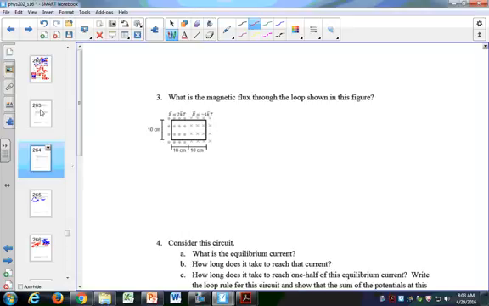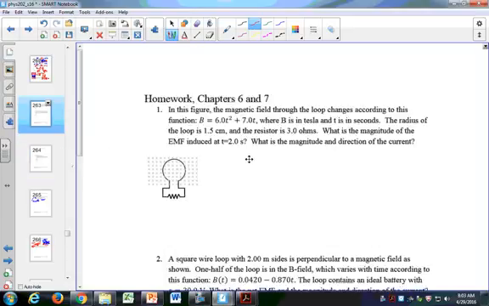Yeah, number 3, sort of. You have to find the flux. Well, let's look at number 1. So in number 1, I want to know the magnitude of the EMF that's induced. A couple things I need to do. First, I just recognize that E is equal to minus N d phi dt.